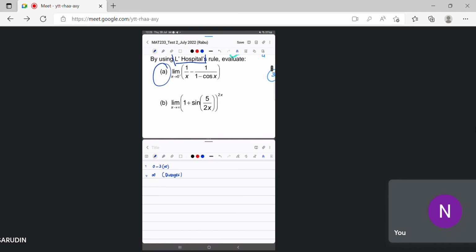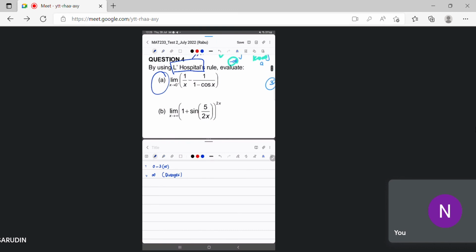Okay, so kalau untuk yang A ni, contoh kita gantikan dengan kosong kan. So cos 0, you will get 1. So 1 minus 1 is 0. So 1 over 0 minus 1 over 0, so you will get infinity minus infinity. So kita hanya perlu susun balik sampai dapat 0 over 0. Okay, so that is for A. Very simple lah.